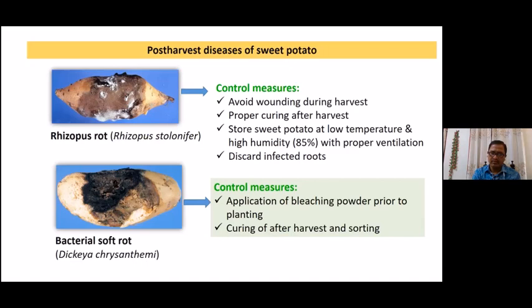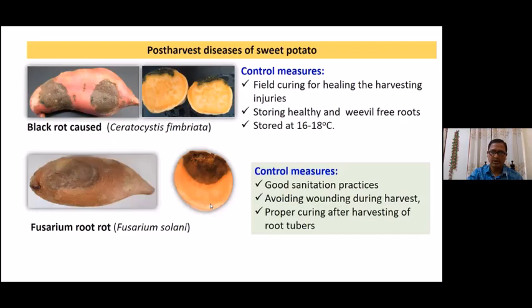Then bacterial soft rot is another devastating disease in the stores. It causes huge losses of tubers in the stores. So in that case, the storeroom needs to be clean. I said that bleaching powder can be used in the storeroom. The storeroom needs to be clean, and curing after harvesting, sorting, and grading need to be done cleanly. And if we can select the good ones, they will stay a couple of weeks in storage, and they can be consumed as well as marketed properly. So I think these are some important diseases of tuberous roots and sweet potato.